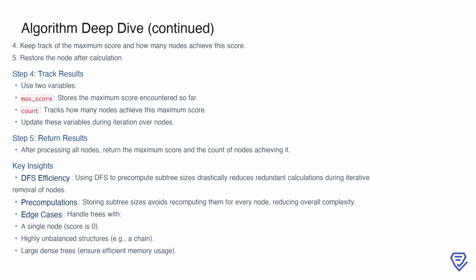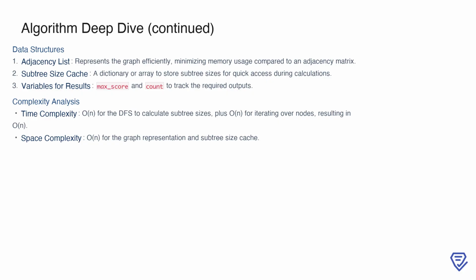By storing subtree sizes, we avoid recomputing them for each node, further improving efficiency. It's also important to handle edge cases, such as trees with a single node, highly unbalanced trees like chains, or large trees with dense structures, ensuring that the algorithm performs consistently across different inputs. To summarize, the core data structures in this algorithm include the adjacency list for representing the graph, a dictionary or array to cache subtree sizes, and two variables, max_score and count, for tracking the outputs. The adjacency list is a memory-efficient way to store the tree structure, while the subtree size cache allows quick access to pre-computed values during score calculation.